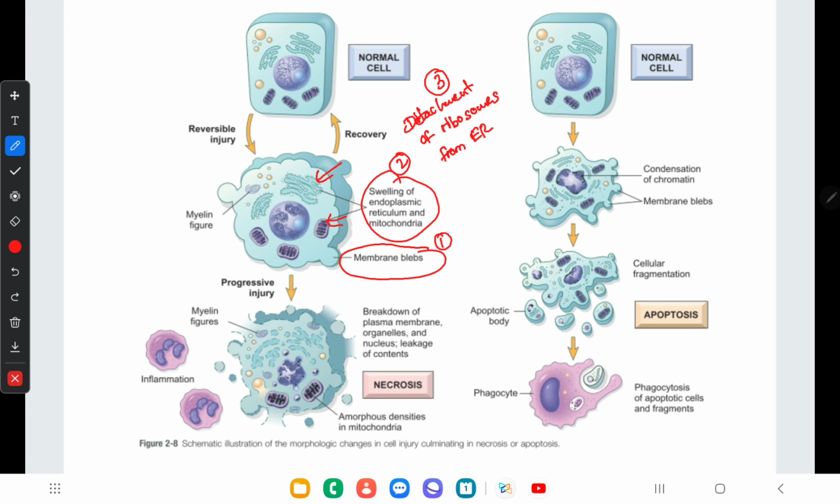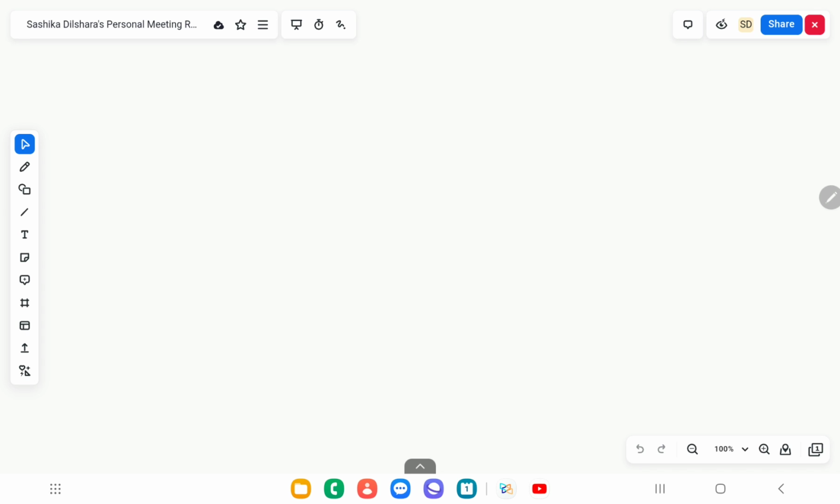Then the other one is clumping of chromatin in the nucleus. In this nucleus there is clumping of chromatin. Then what are the main features of reversible cell injury? They are cellular swelling and fatty changes. Then the other changes are membrane bleb formation, mitochondrial swelling, dilation of endoplasmic reticulum, detachment of ribosomes, and clumping of chromatin. Then we will have a look at irreversible cell injury.